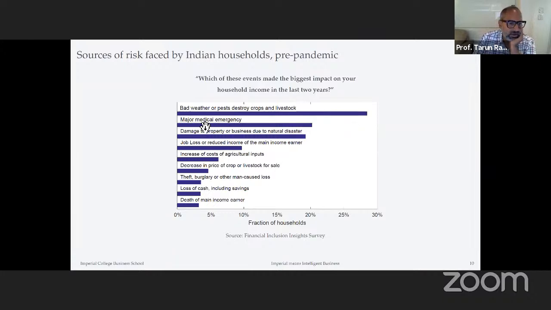But the second one is a major medical emergency. The third one is damage to property or business due to a natural disaster. And you can see that over 20% of households are worried about these two as being the primary cause of adverse consequences on household income in the past 2 years. And the pandemic that we're in right now is essentially a combination of these two. It's a major medical emergency and damage to property or business due to a natural disaster, because businesses have essentially had to shut down over the course of this period. And of course, there's also job loss or reduced income of the main income earner because of this. So essentially, the pandemic is kind of a materialization of these very, very adverse consequences on household income.